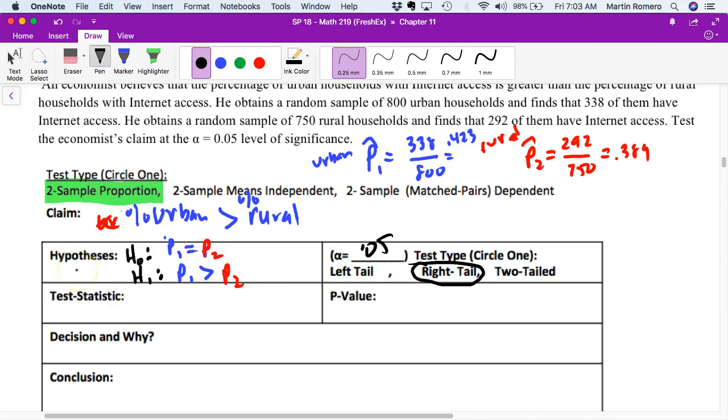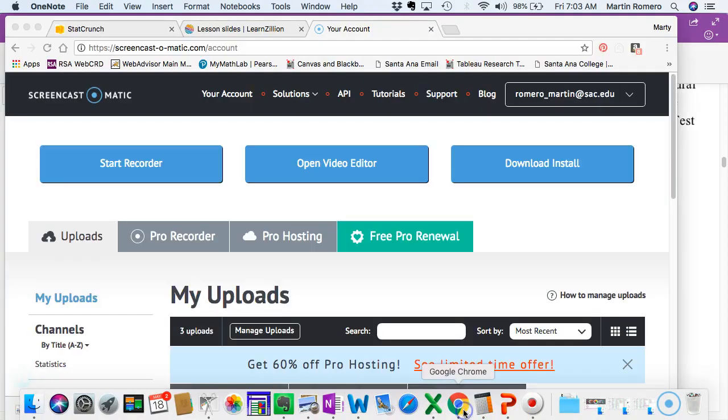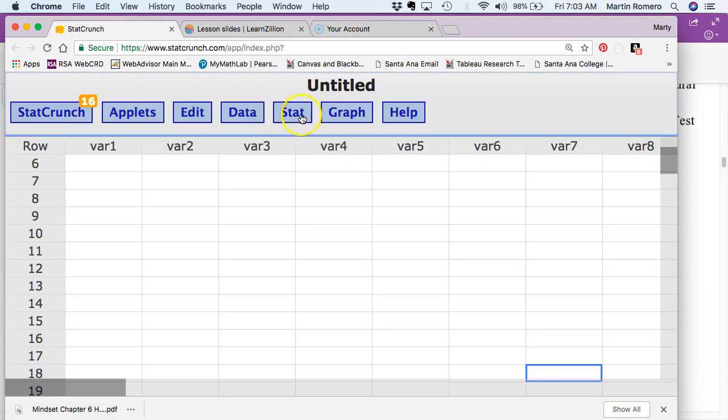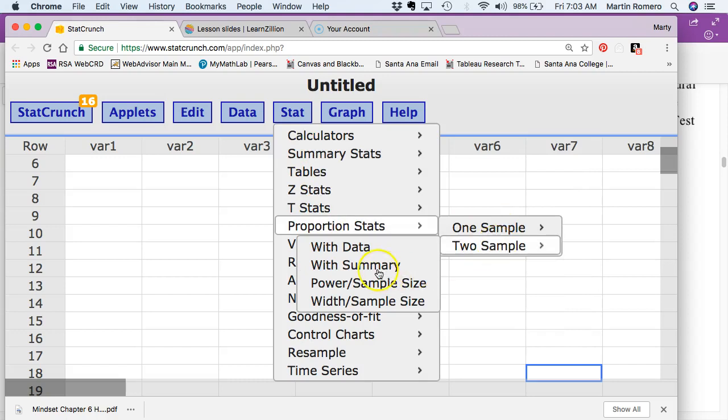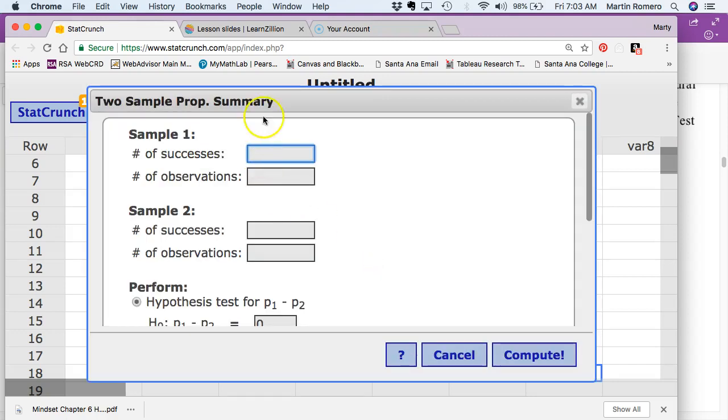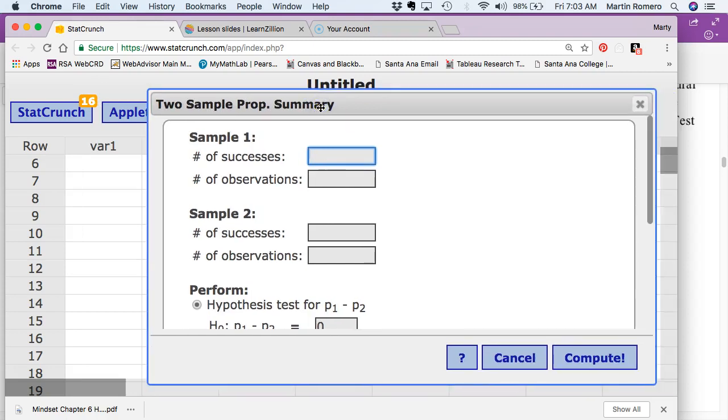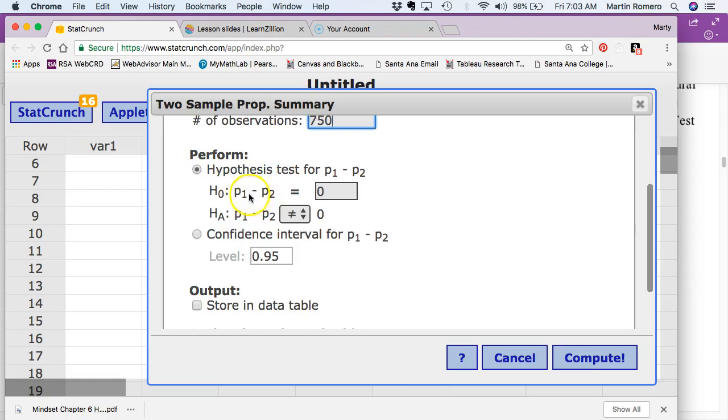And now how do we get the test statistic and p-value? You go ahead and StatCrunch it. So we're going to go to StatCrunch. This is Proportion Stats, 2 sample with summary data. In the first case, for urban we had 338 over 800. For sample 2 we had 292 over 750. Hypothesis test, P1, and then P1 minus P2 is greater than 0.